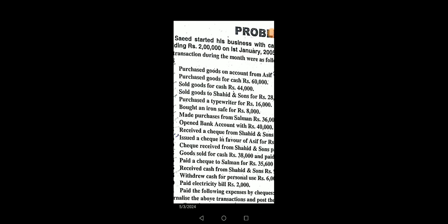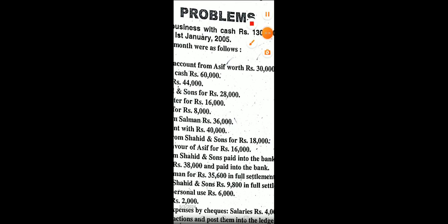Paid the following expenses by check. It is very important to know that you are paying your expense through check. First is salaries, then insurance. There are two expenses. You can write one single entry for both, or you can make two different entries. Initially, we have paid salaries of 4,000.